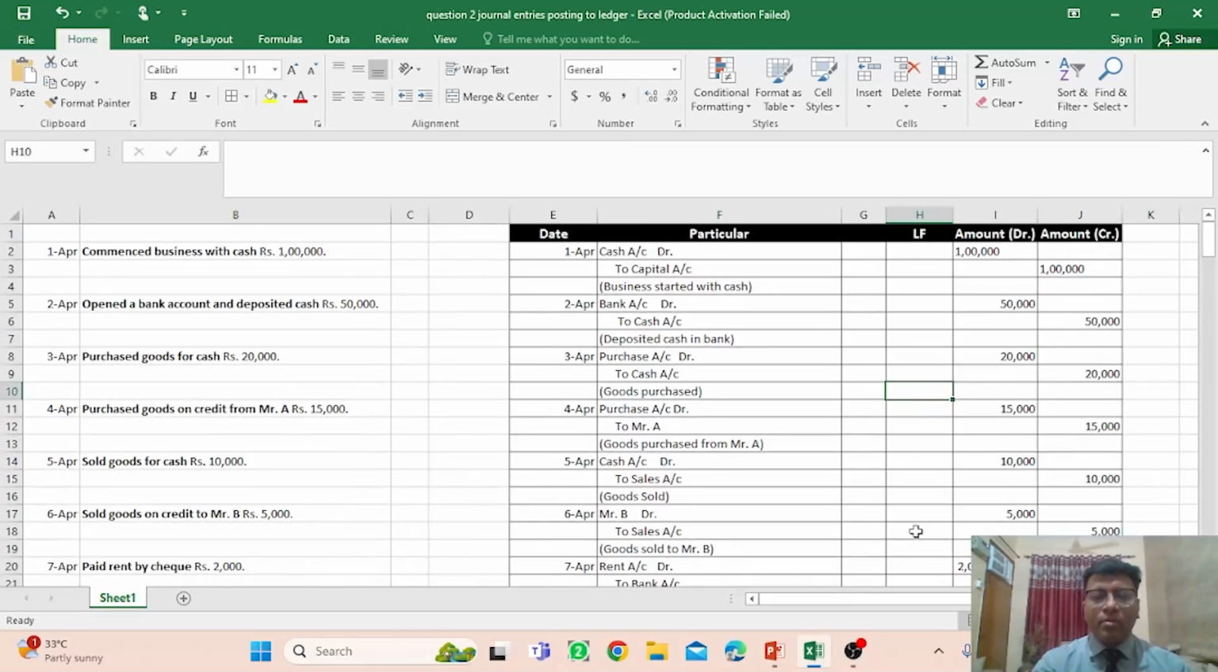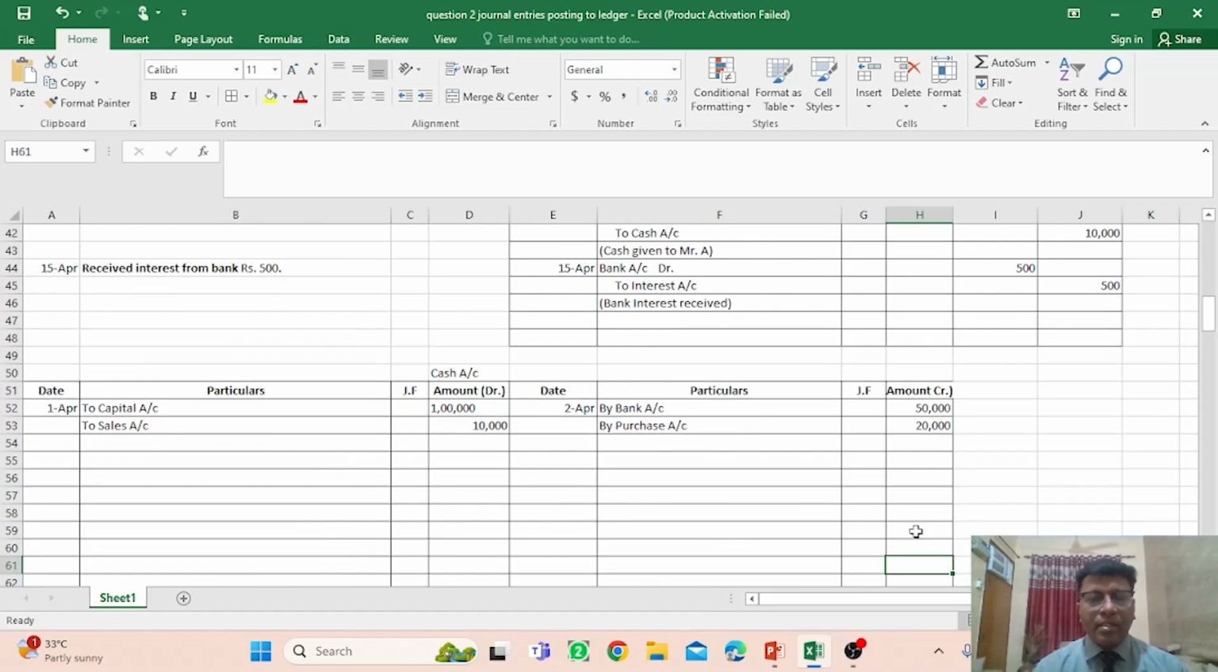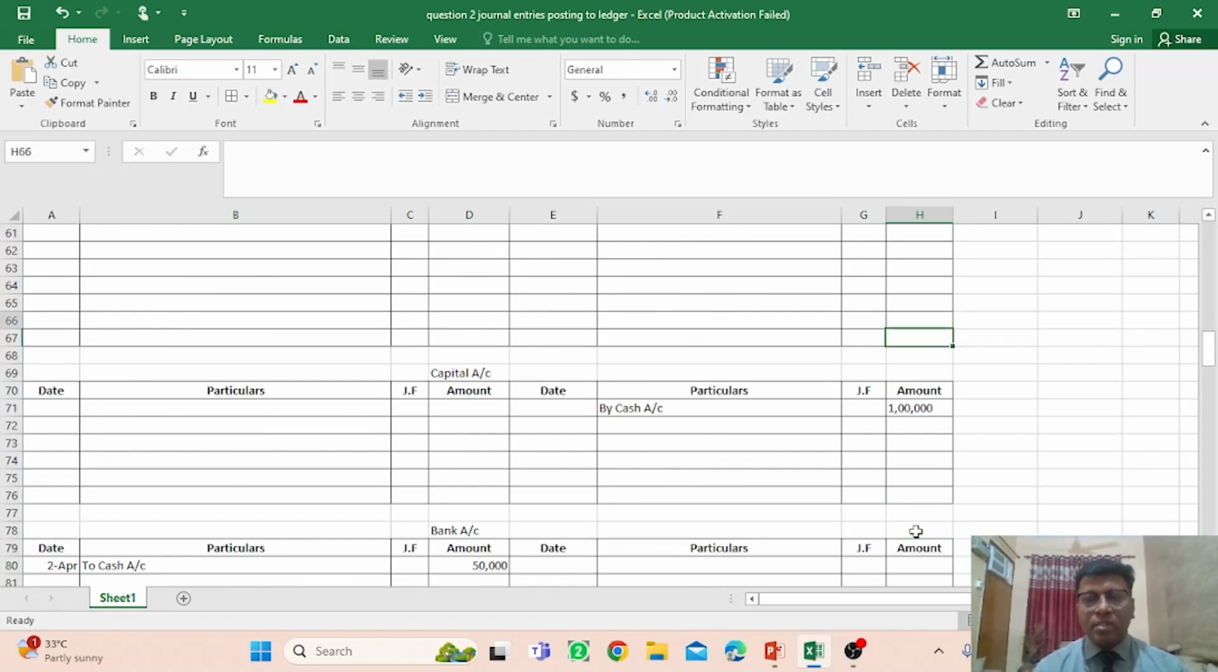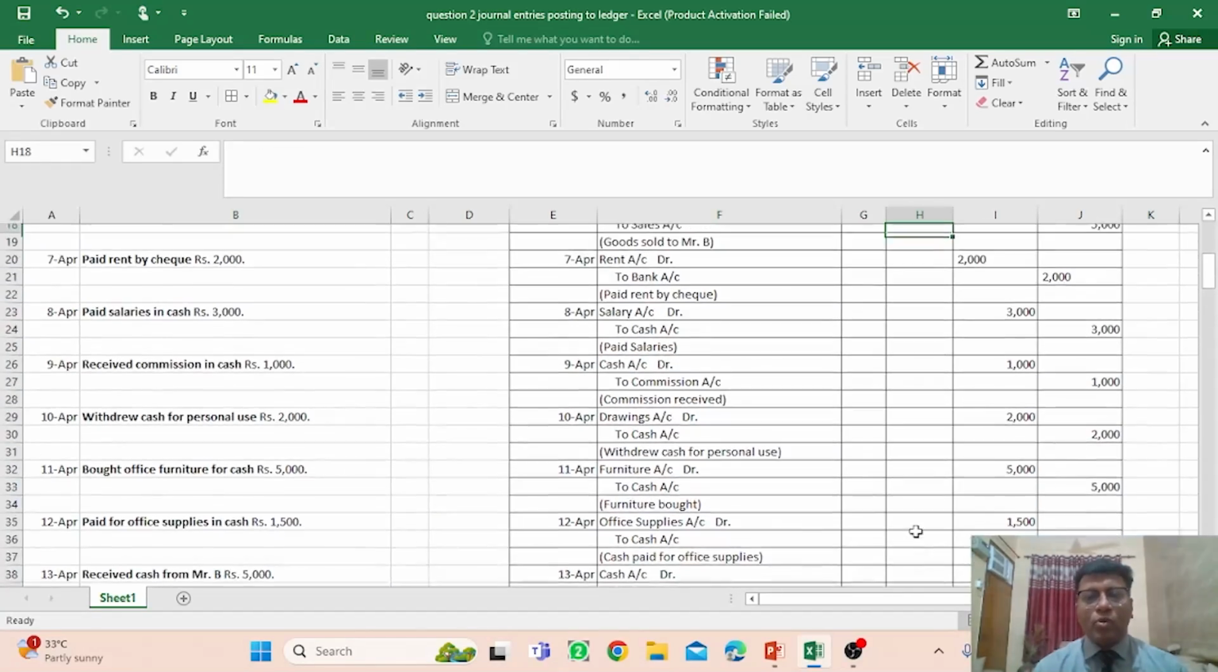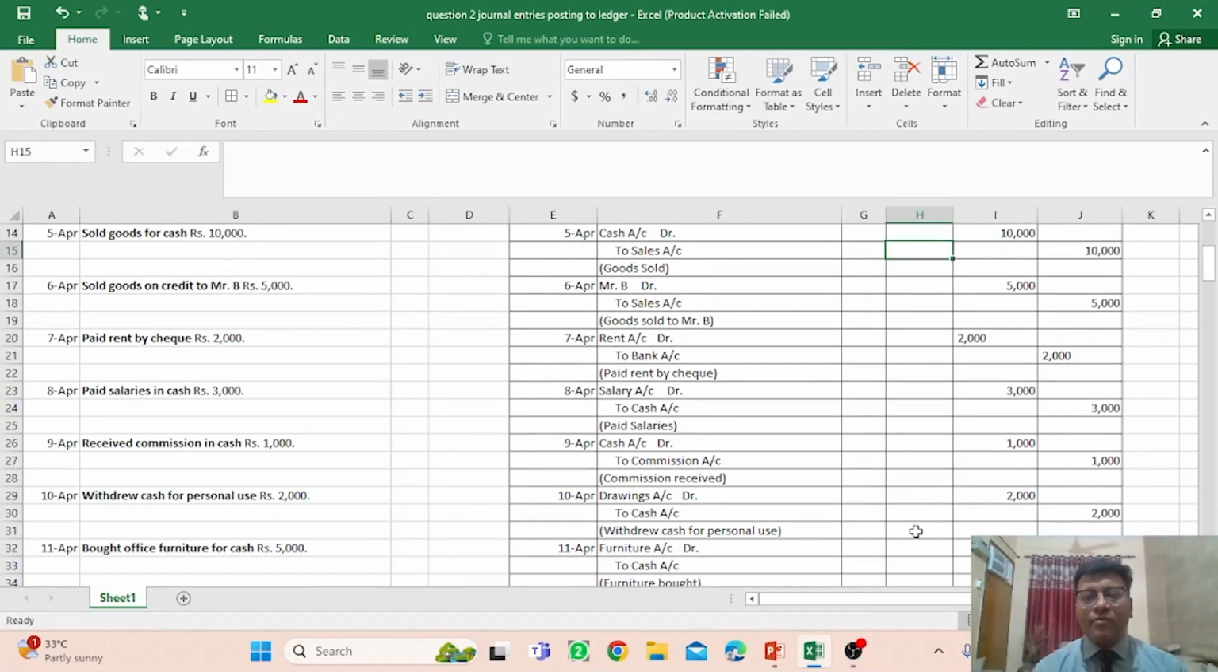We have posted this particular entry, and if I am not mentioning the date, you can easily mention it, because you have the understanding of how many columns are there and how to maintain those columns with the information. So if there is a particular date of transactions, you have to mention it, right? And there is a particular transaction of Mr. B on 6th April. Mr. B debit to sales. So Mr. B and sales, right? Just take the amount, how much amount was given, that Mr. B to sales 5,000, right?